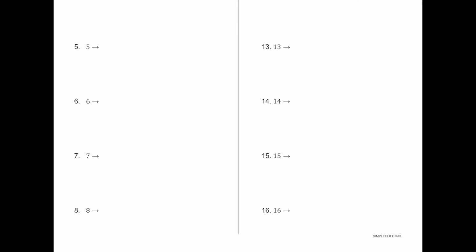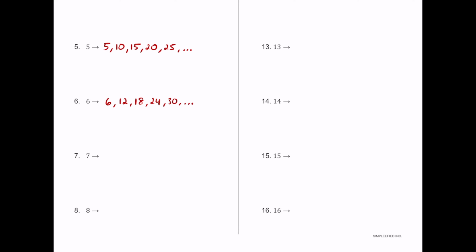For number 5, we have the number 5. So 5 times 1 is 5, 5 times 2 is 10, 5 times 3 is 15, 5 times 4 is 20, and 5 times 5 is 25. For number 6, the first multiple of 6 is going to be 6, then 12, then 18, then 24, and 30.